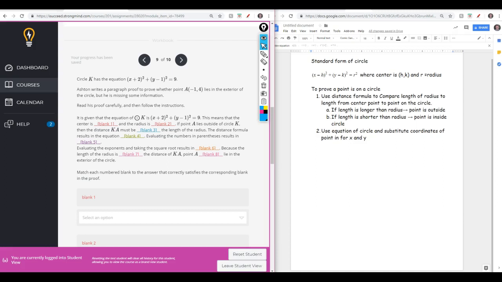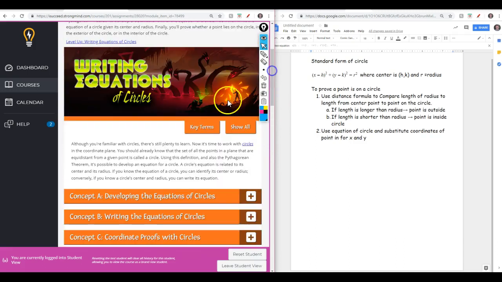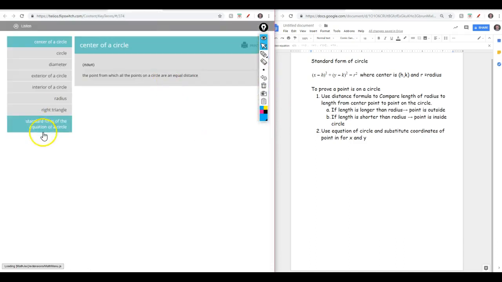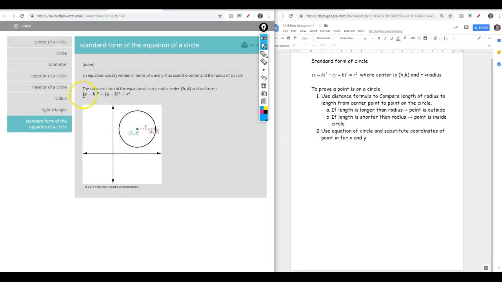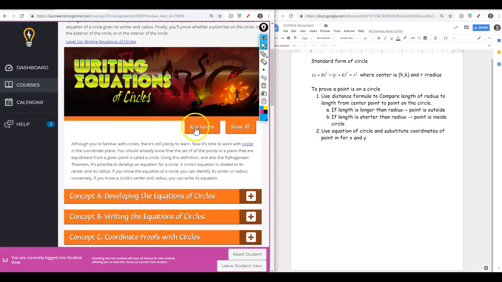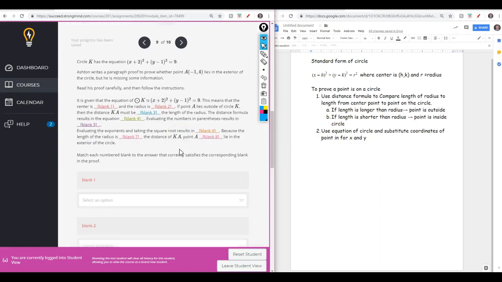So it is given the equation of circle K is (x + 2)² + (y − 1)² = 9. This means that the center is blank 1 and the radius is blank 2. So I'm just looking over at what I have for standard form of a circle. If you don't have this in your notes, then just scroll up to the key terms and have that open and it'll show you right there. So I highly recommend you having that in your notes.